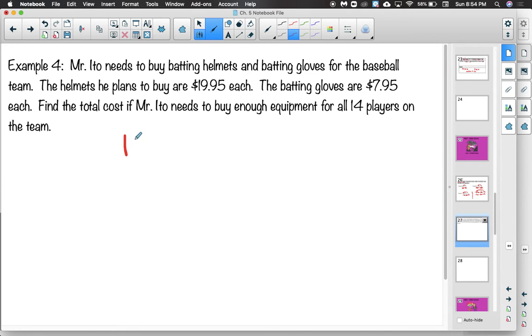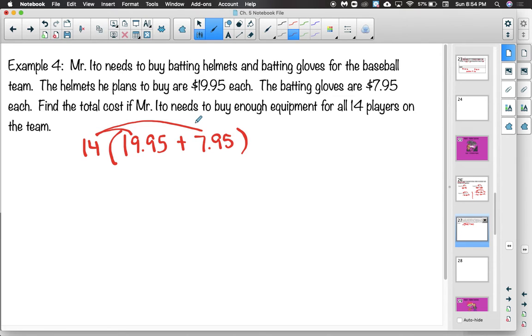So we need to buy a helmet, and we need to buy batting gloves. But we're not just buying one set, we're buying 14 sets. So this is where we may use our distributive property. And the reason we would do this is because we're buying a helmet and a batting glove, the same purchase 14 times. If we solve using the distributive property, we can take our 14 and multiply it into the problem.